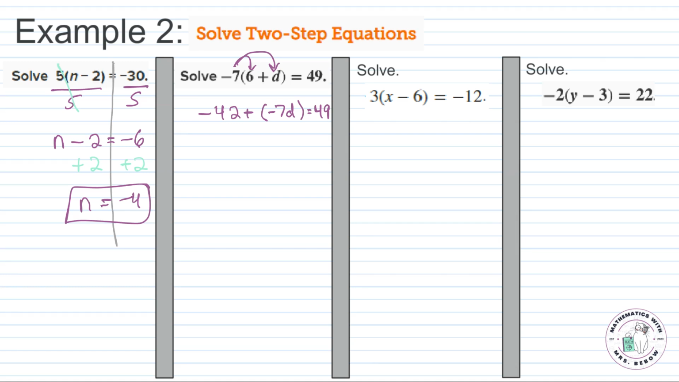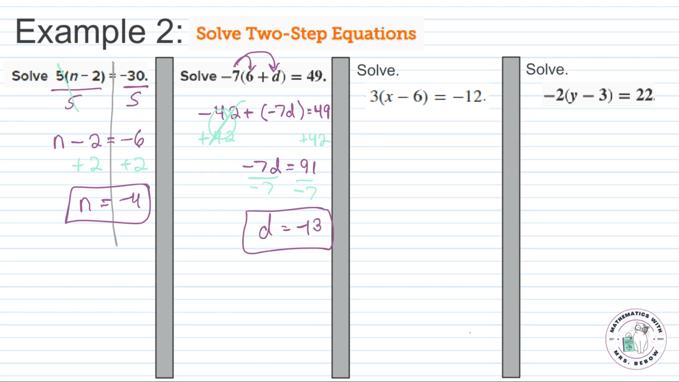And then we just need to get rid of that constant first. So we're going to add 42, because since that's a negative 42, we want to make sure we add it, because the goal again is to make it cancel out, right? So we're going to add 42 to both sides. This will cancel out then. We'll be left with negative 7d equals, and then this is going to end up being 91. And then at this point, all we have to do is divide both sides by negative 7. And we're going to find that d equals negative 13.